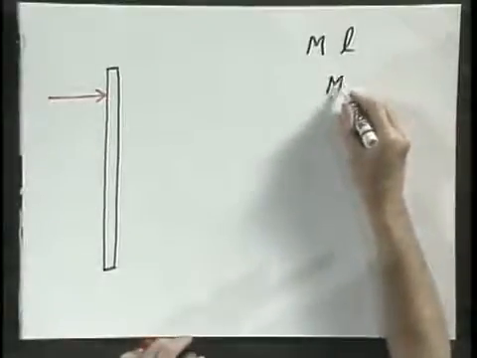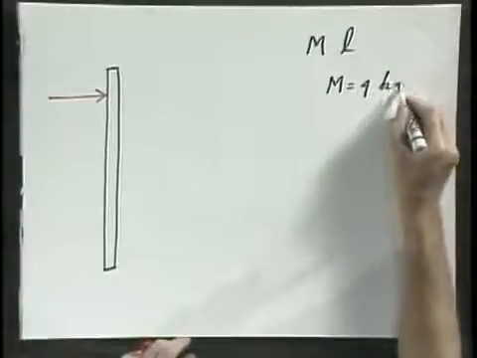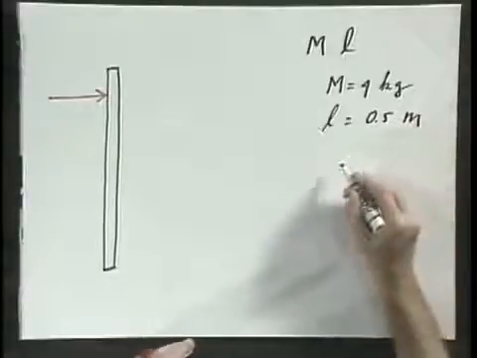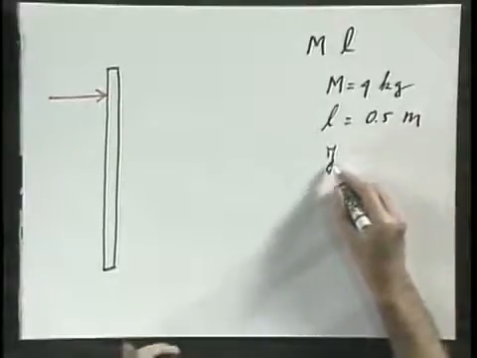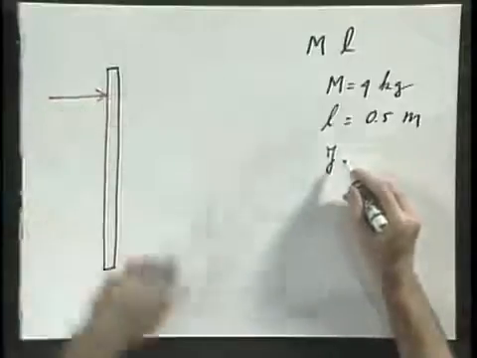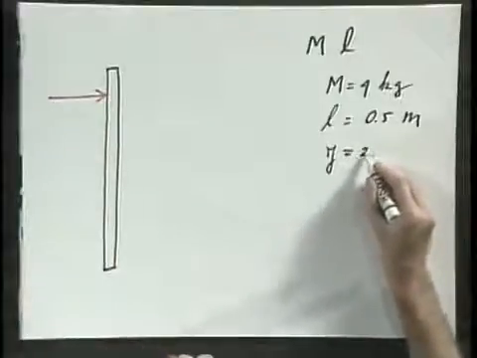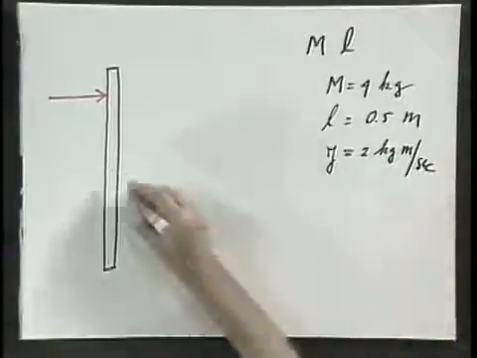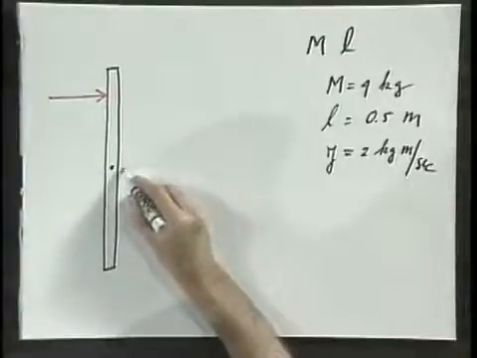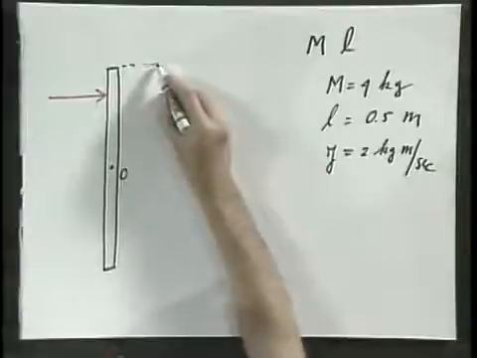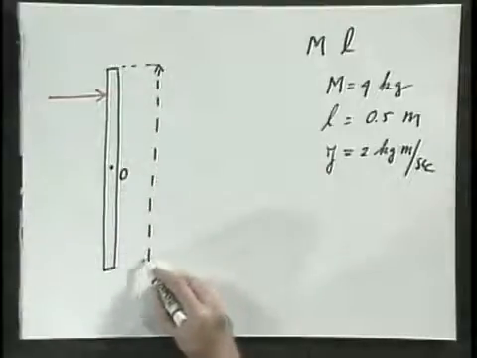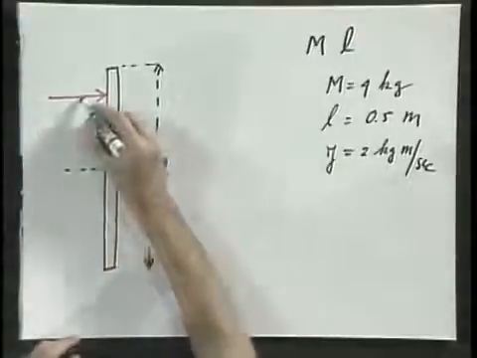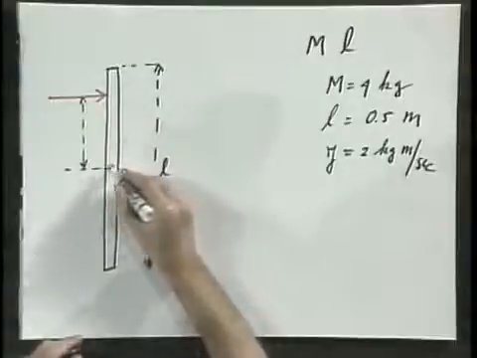Let us assume, if you want to get some numbers, that m equals 4 kilograms, that the length of the rod is ½ a meter, and that the magnitude of the impulse J, in the direction perpendicular to the rod, is 2 kilogram meters per second. So let this be the center of the rod, which is O, and the length of the rod is L, and I hit the rod at a distance d above O.